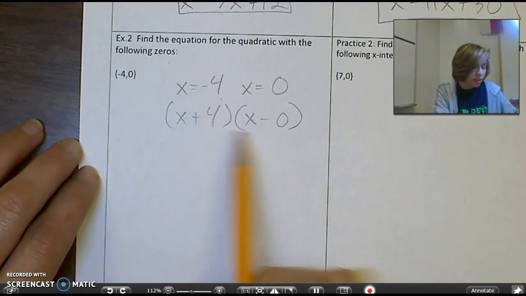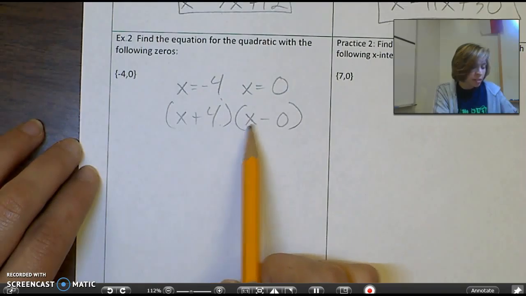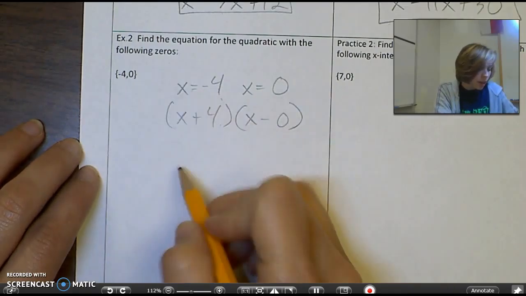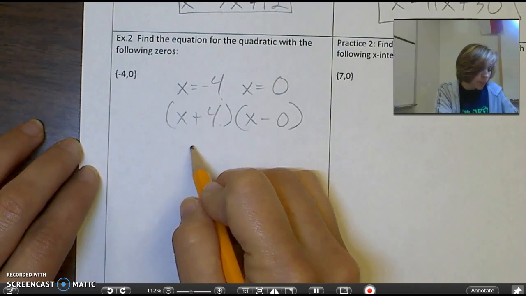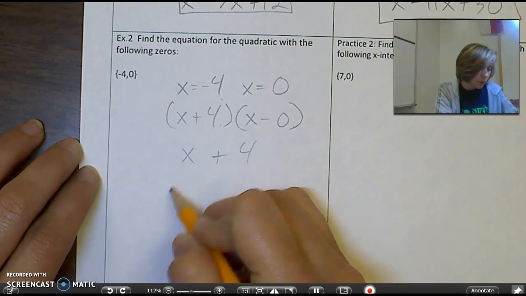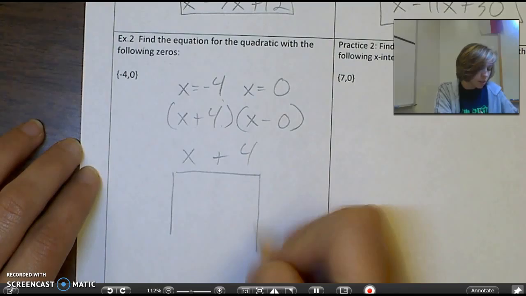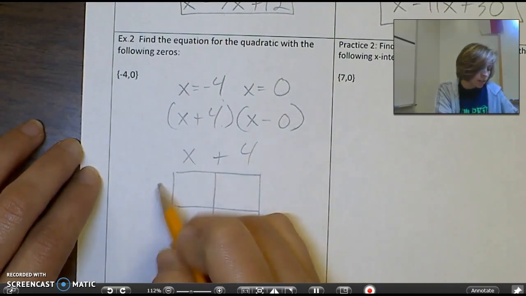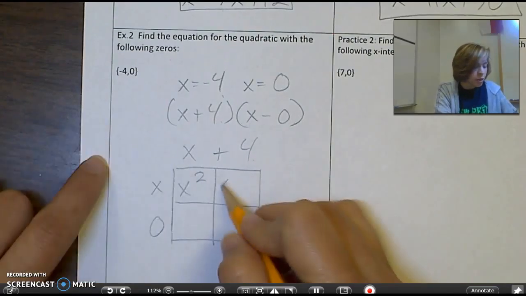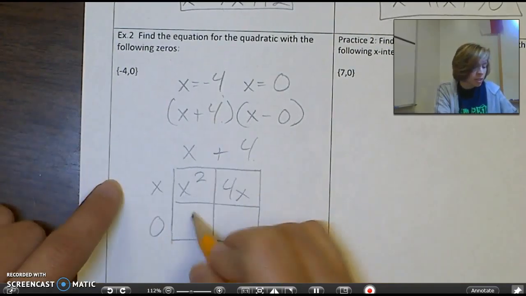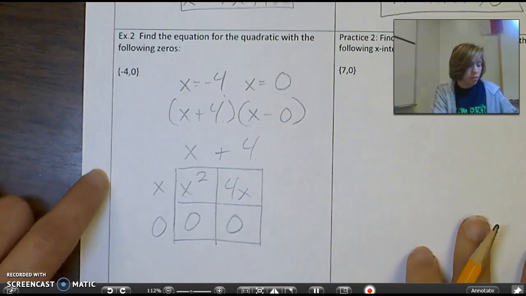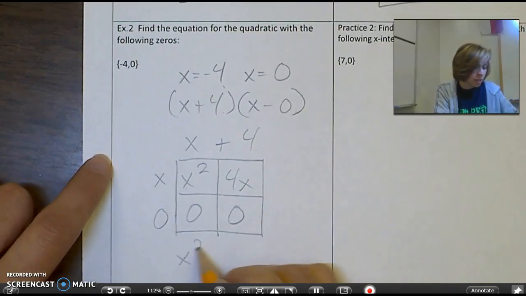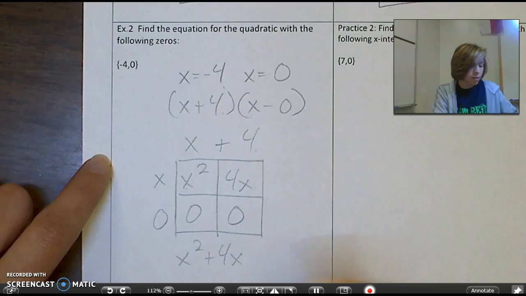So really, x plus 4 times x minus 0, I can put here x plus 4 for my box, and then x and 0 here. If I do that, x times x is x squared. X times positive 4 is 4x. X times 0, anything times 0 is going to be 0. Okay, and then I would put here x squared plus 4x.